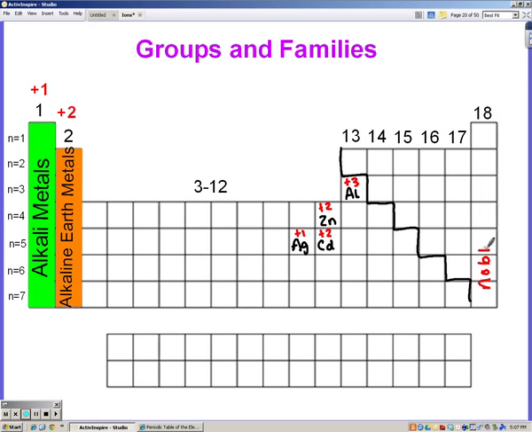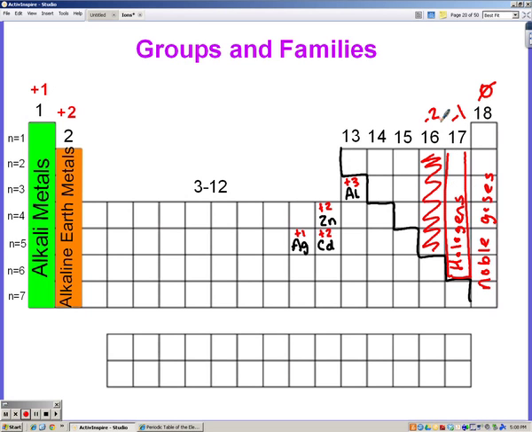Group 18 is your noble gases. And remember, noble gases have 8 valence electrons, so they don't have a charge. Your halogens have 7 valence electrons, and that's only the nonmetals. And so that gives it a -1 charge. Group 16, the nonmetals in group 16 have a -2 charge because they have 6 valence electrons.